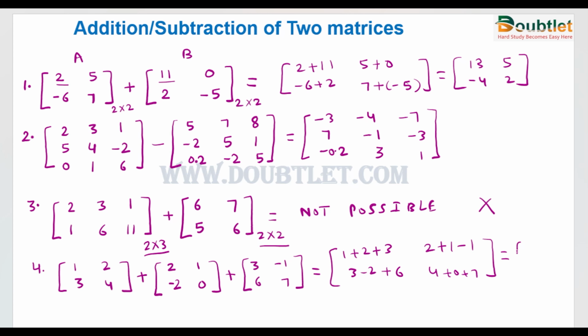If we solve this, what will we get? We will get 6, 2, 7 and 11. So this is the final answer. It is not necessary that we can only add, we can also perform subtraction here, and in any order we can add any number of matrices. So this is how we have learned the addition and subtraction of matrices.